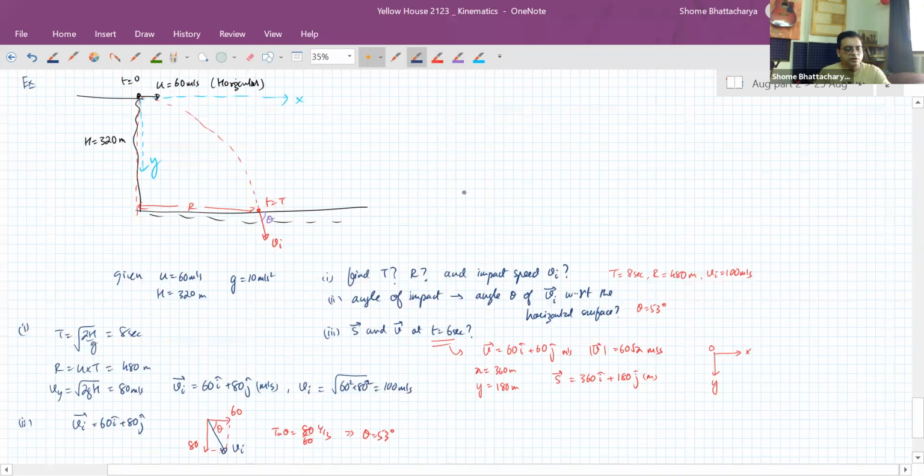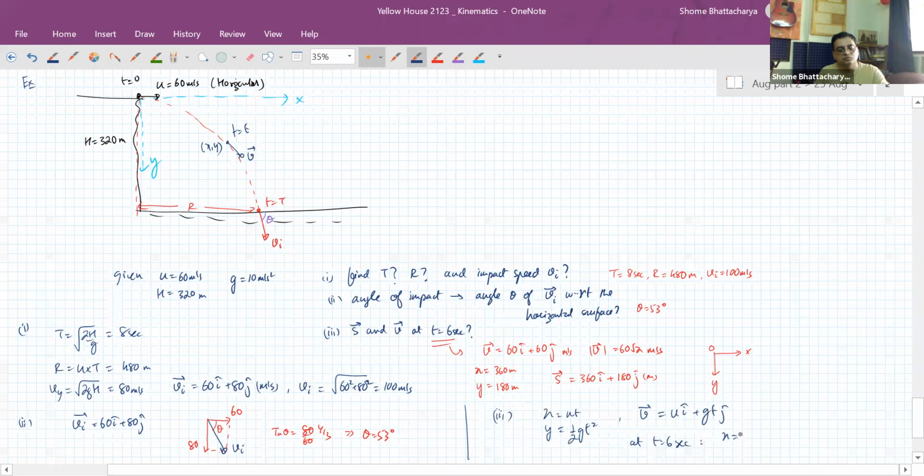Okay, and for the third part, just have the standard situation that at any time t, the x coordinate is ut, the y coordinate is half g t square. So therefore, just by calculation, you will get this.